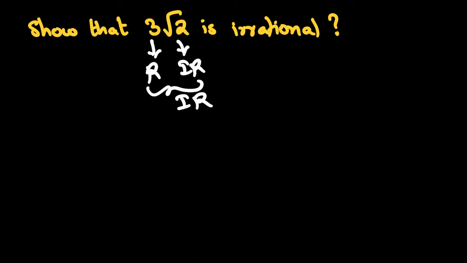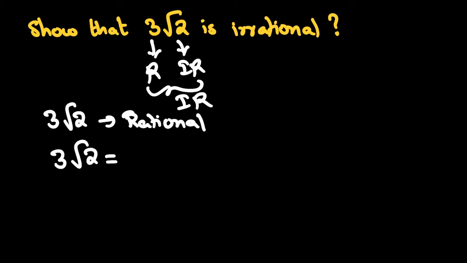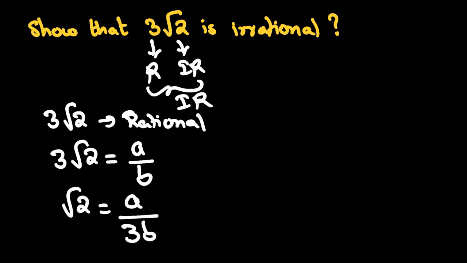Let us assume that 3 root 2 is rational. We are assuming it. So since we are assuming it is rational, it can be written in the form 3 root 2 is equal to the fraction of some integers a over b, where a and b are co-primes. Then by cross multiplying, we have root 2 will be equal to a over 3b.